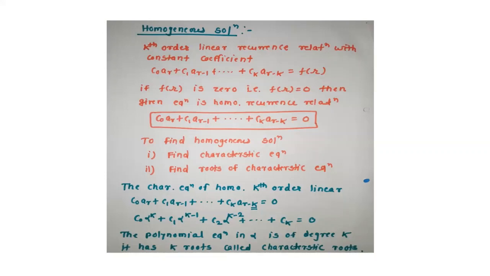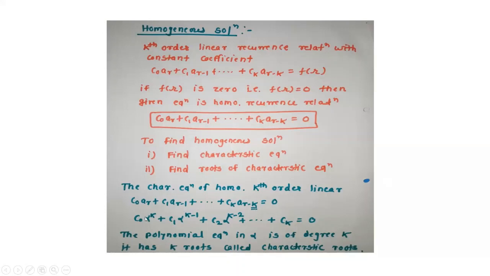Here we see the characteristic equation of the kth order linear homogeneous recurrence relation C0 AR plus C1 AR minus 1 plus up to CK AR minus K is equal to 0. So here you have to write down this equation like this. What is the order here? Kth order, right? The highest value of K is K. This is a kth order linear homogeneous recurrence relation.